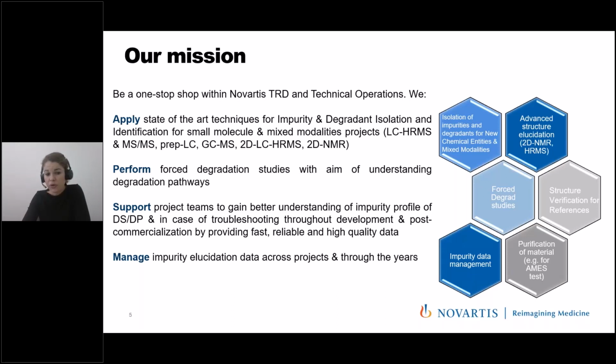We also manage impurity elucidation data across projects and through the years, and you can see on the right a little bit the different aspects where we are involved. And I'm going to go through the details of each application in the next slides.